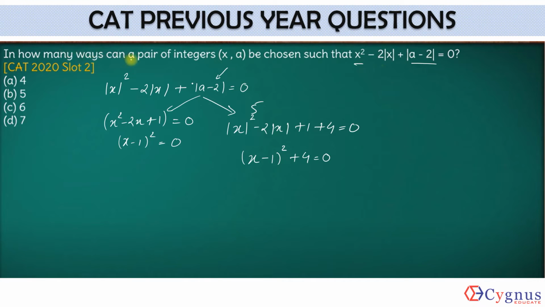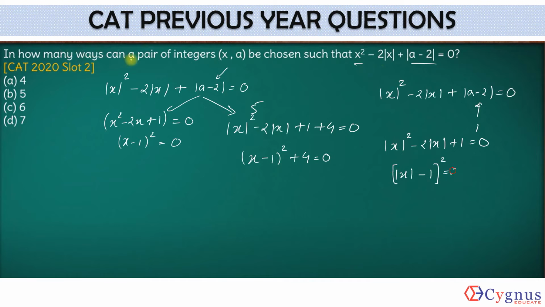Now let's see what if this term is equal to 1. Case number 1. Let's say I'll write it as mod x square minus twice of mod x plus mod of a minus 2 is equal to 0. Let's take it equal to 1. So in that case, what do we get? Mod x square minus twice of mod x plus 1 is equal to 0. That means effectively you'll get mod x minus 1 whole square equal to 0, when mod of a minus 2 is equal to 0.